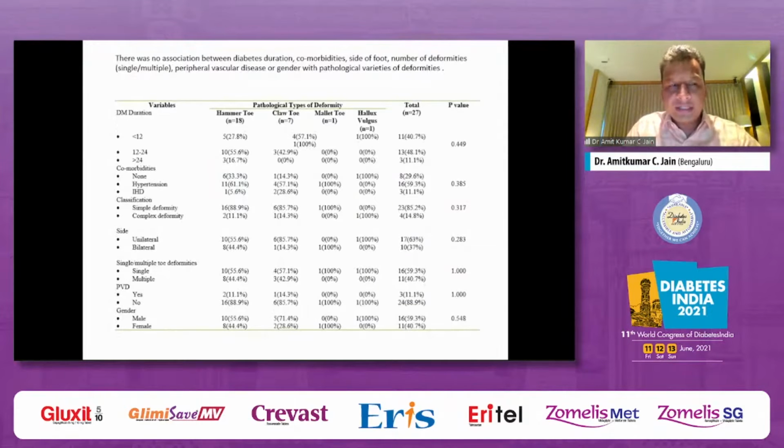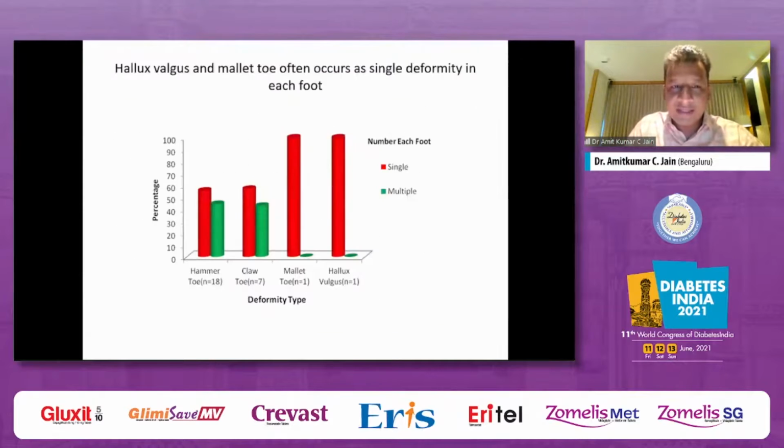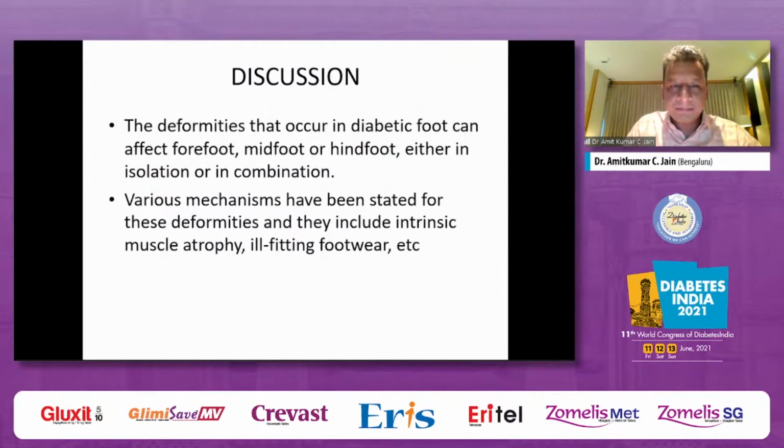We also saw that the duration of diabetes, presence of comorbidity, side involved, number of deformities, whether single or multiple digits, presence of peripheral vascular disease, or gender was not associated with any of these types of deformities, and they were non-significant. What we noticed was that hallux valgus and mallet toe occur as an isolated single digit involvement, whereas hammer toe and claw toes usually involve more than 2 digits, and they are multiple.